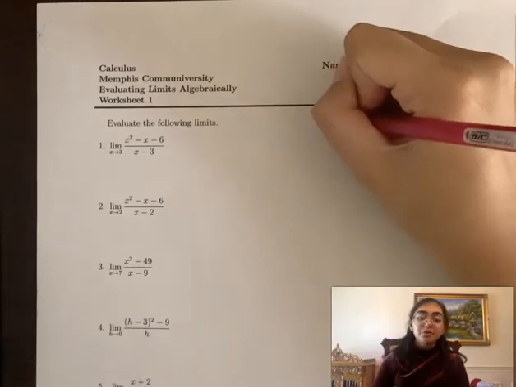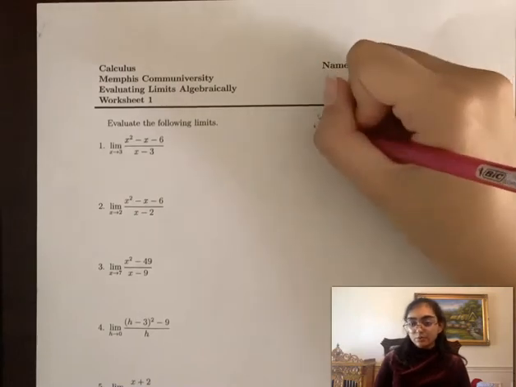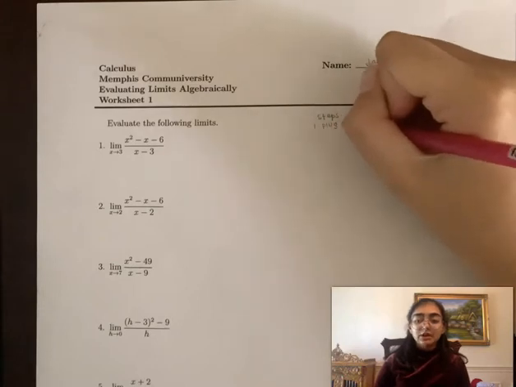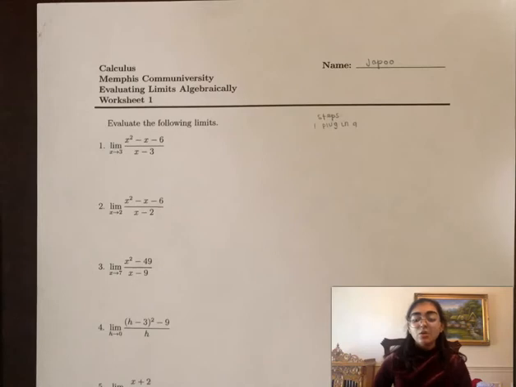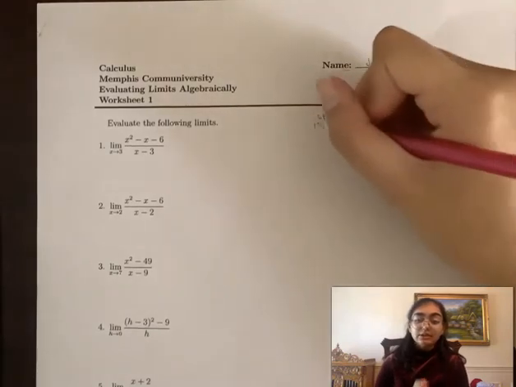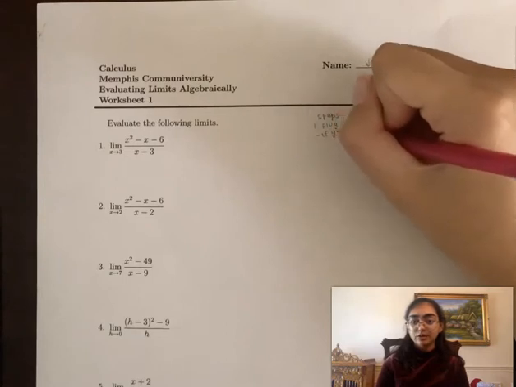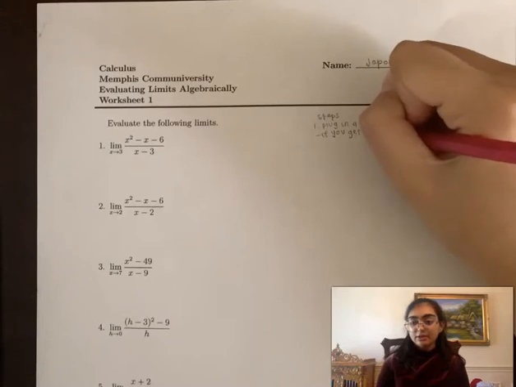So before we start the problems, I'm going to talk about the steps that we like to do when we are evaluating limits algebraically. The first thing that we want to do is plug in a number, or we're going to plug in A, excuse me. When we plug in A, if we get a number, that is our answer, and we're done. We only have to do step one. However, this is usually not the case.